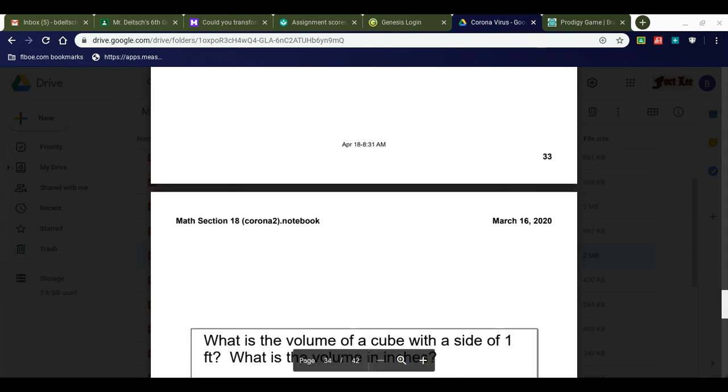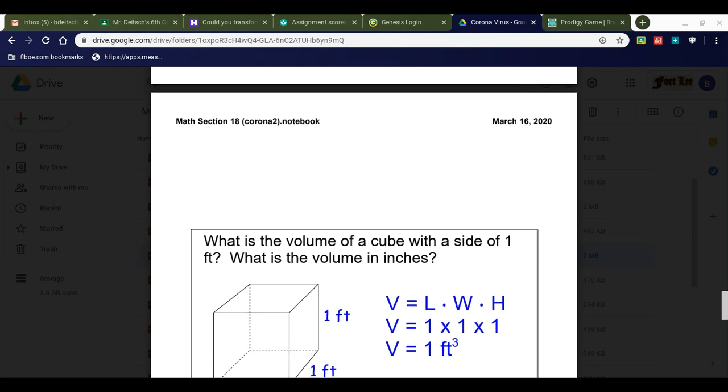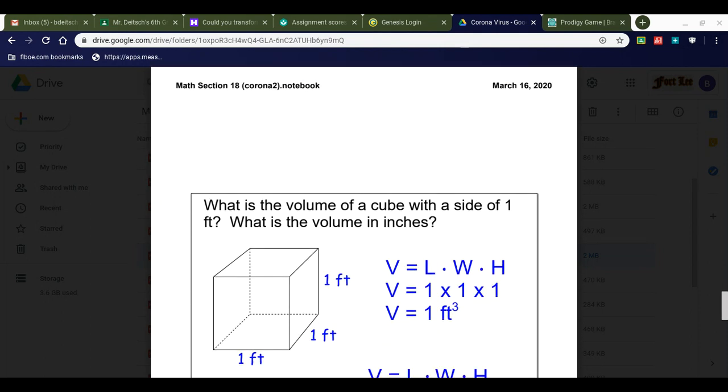All right, so this is a question that usually stumps a lot of students. What it says is, what is the volume of a cube with a side of 1 foot? And then what is the volume in inches? So the first question is pretty straightforward. Usually there's not too many issues. So here's the visual of what it would look like, and actually the answer as well.